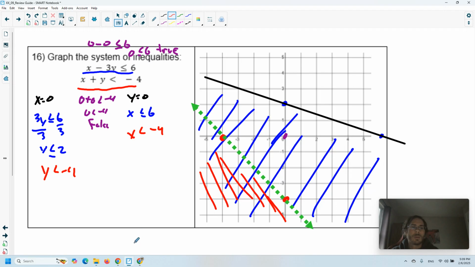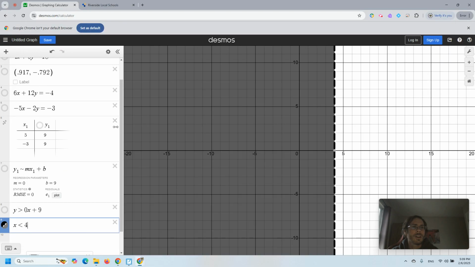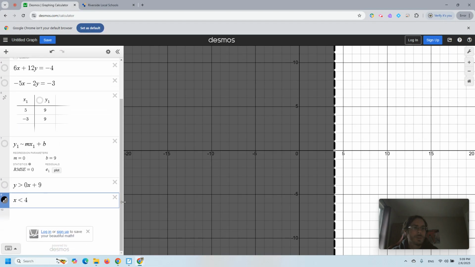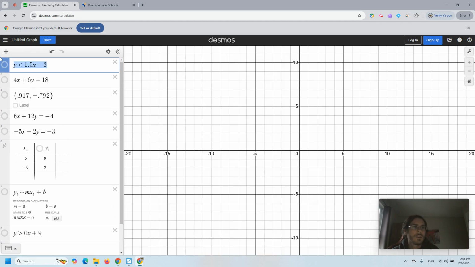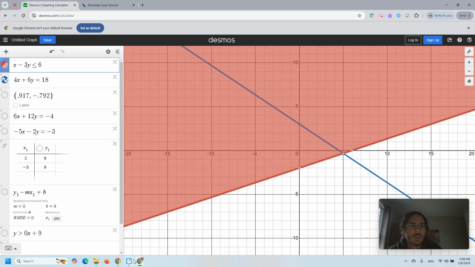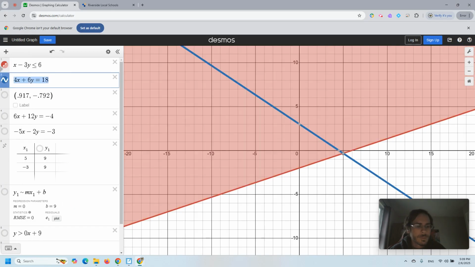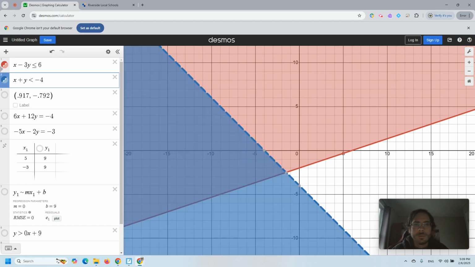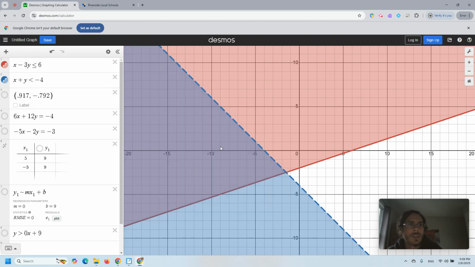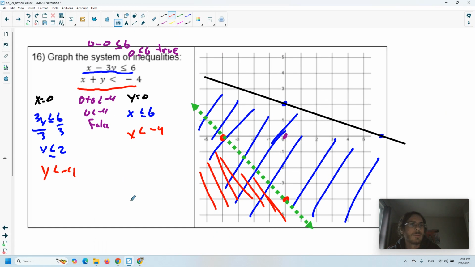Again, I would recommend throwing this into the graphing calculator. x minus 3y equals 6. Let's get rid of that. Let's come back up here. All right. And then x plus y less than -4. All right. Does that look right? Did I type that in right? I did. So let's see.